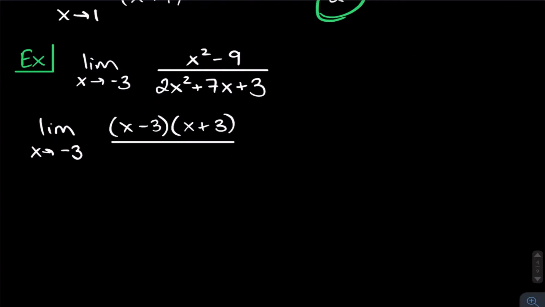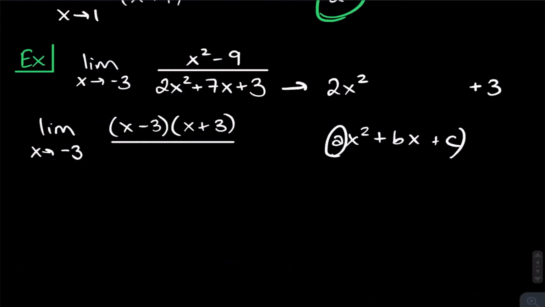So a quick refresher of the AC method for those of you that aren't too familiar: you split up the middle term and you make 2 groups. You're going to split up this 7x into 2 numbers that add to be 7x, so you don't change the value of this quadratic. And they have to multiply to be a times c. In a quadratic, which takes the form ax squared plus bx plus c, you want the number that multiplies to be a and c, hence AC method, and adds to be b.